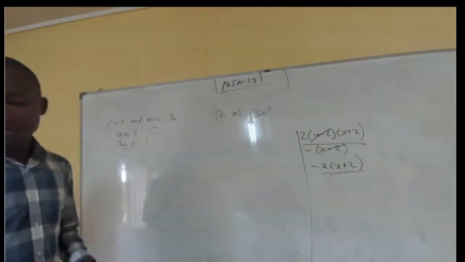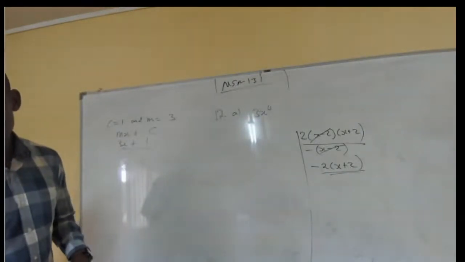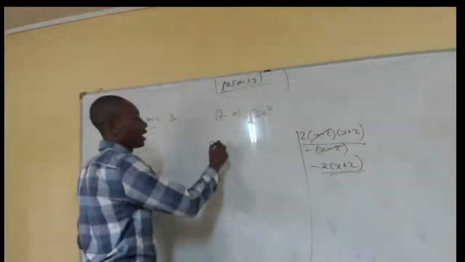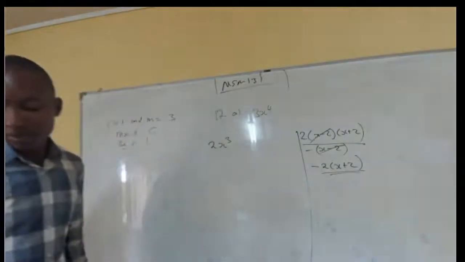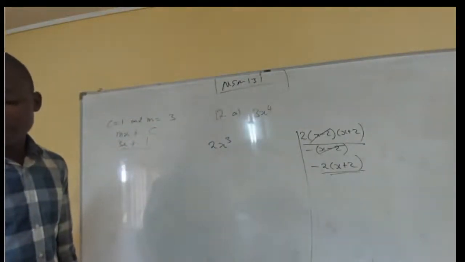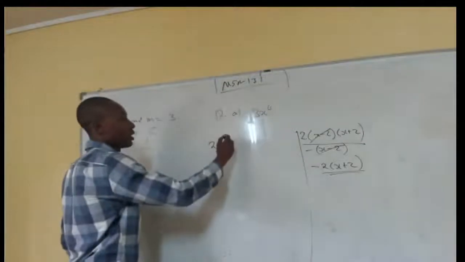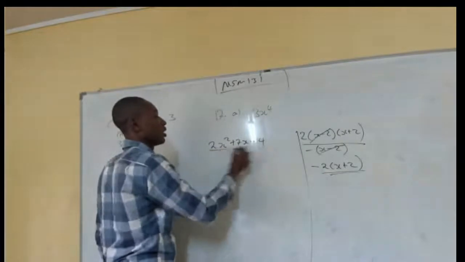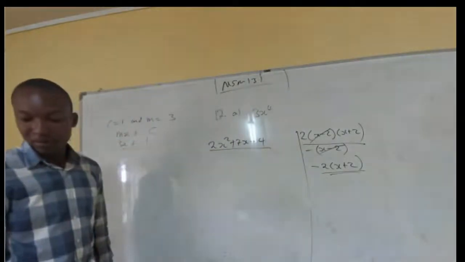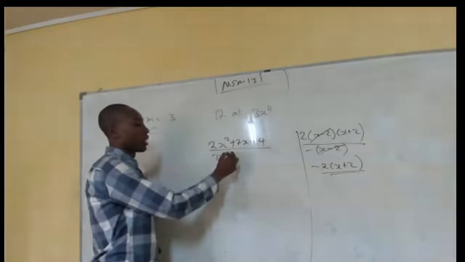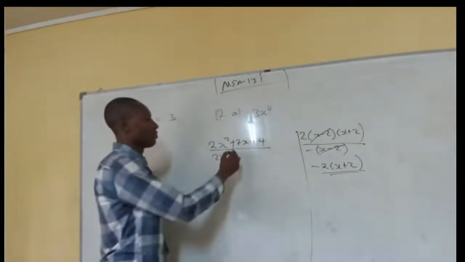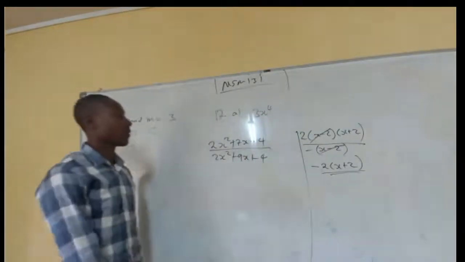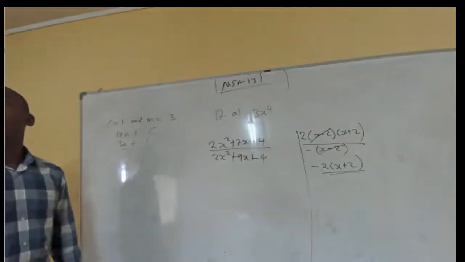Okay, next up, we have 2x to the power 3. Okay, 2x squared plus 7x minus 4, everything over 2x squared plus 9x plus 4. Okay, so now, how do I simplify this?